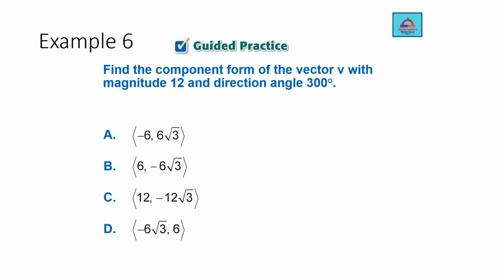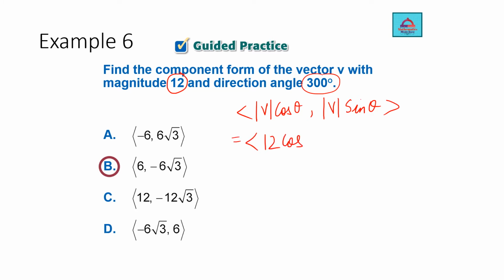Now I want you to try a question yourself. I'm going to be giving you a few minutes for trying this. If you see the question carefully, it's a multiple choice question, and when you solve it, you will get the answer as B. So look into the steps. Magnitude is given to you, angle is given. So you will use absolute value cos theta for the x component, absolute value sine theta for the y component. These are the components. So this is going to be 12 cos 300, 12 sine 300. Now you need to use your calculator, you need to use trigonometry, and you need to get the value of cos 300 and sine 300 respectively.